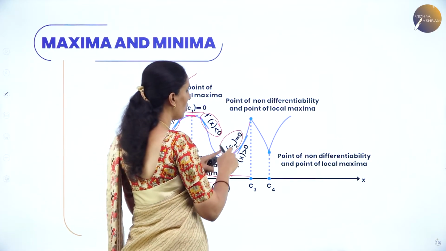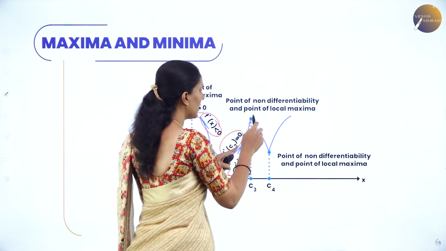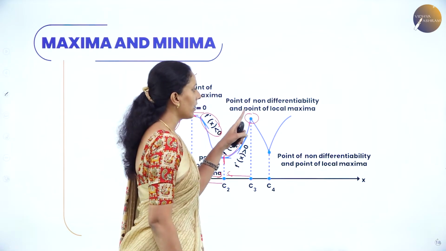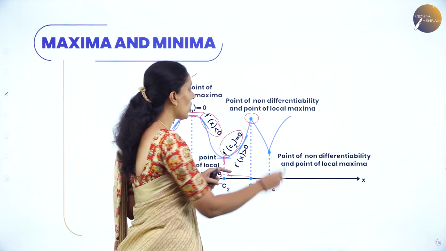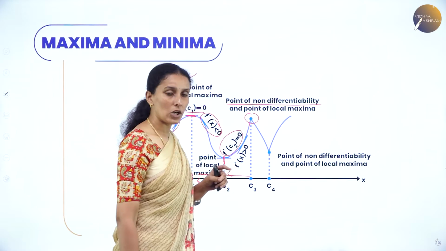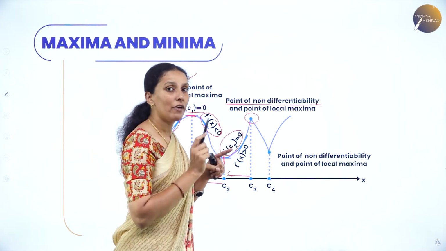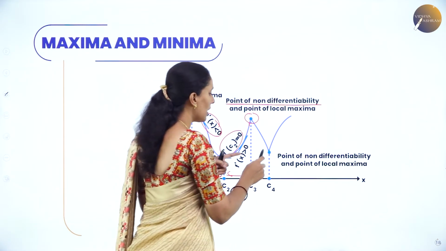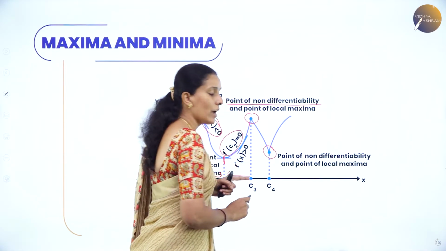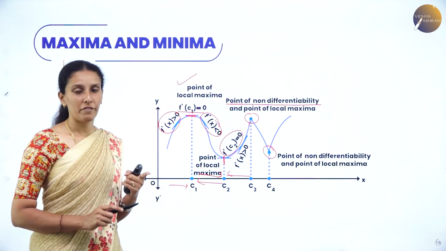And for this curve also, increasing then decreasing, this is a point of local maxima, or we can call it a point of non-differentiability also. It must not be differentiable at that point. Similarly, this is a point of local minima, or we can call it a point of non-differentiability.